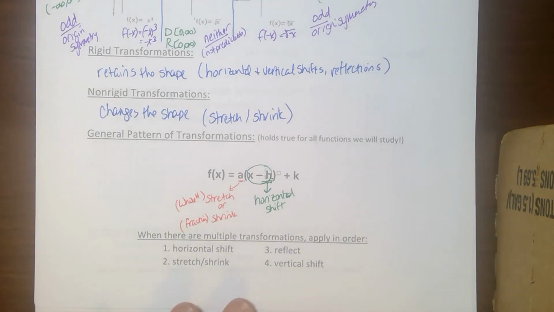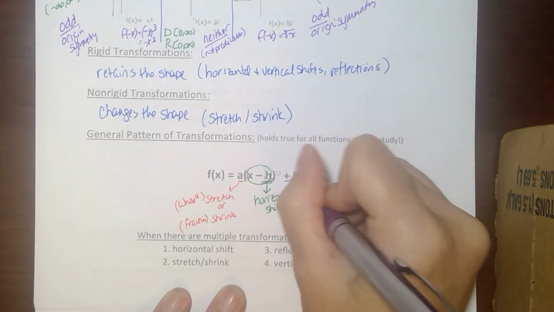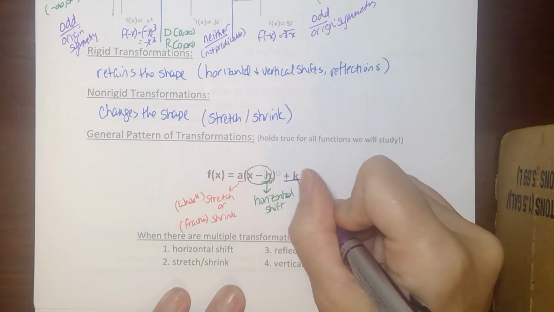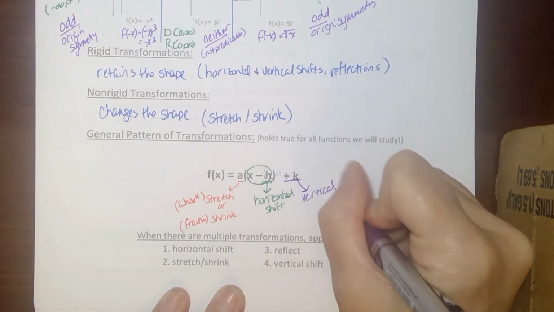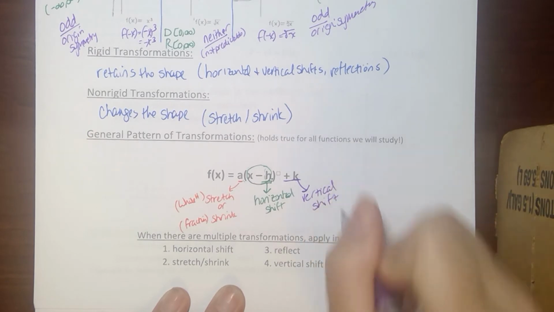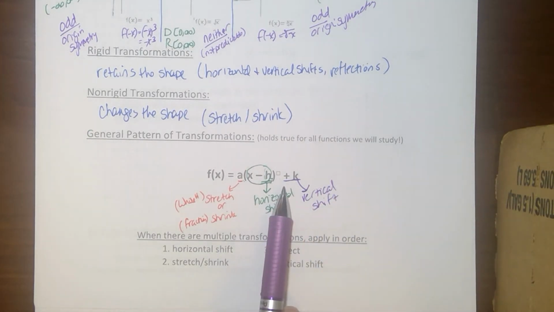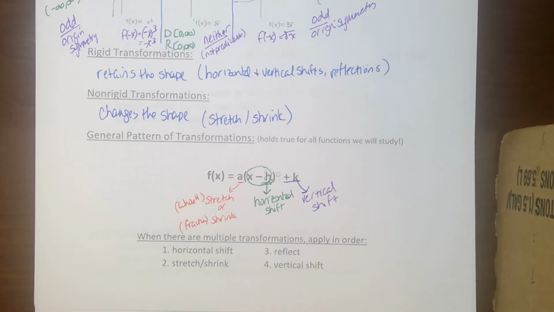Then my final transformation that we're addressing here is this plus k at the end. H is for horizontal, k is the other direction. It's my vertical shift, up or down, and it goes the way you expect because it starts out as plus k.